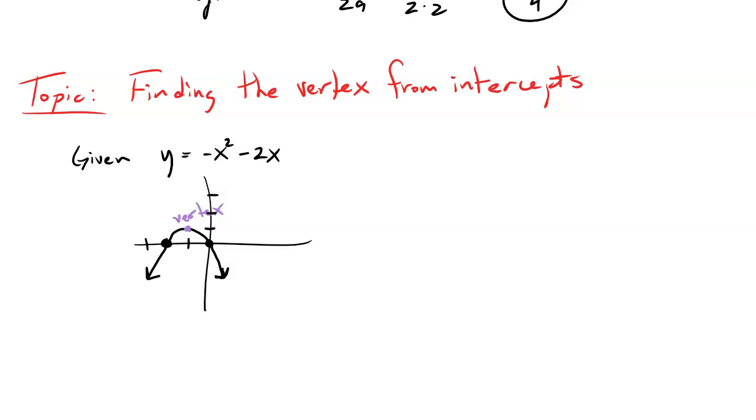So I can tell that this graph crosses the x-axis at -2 and 0. These are the intercepts, the zeros. Like, it has different names.